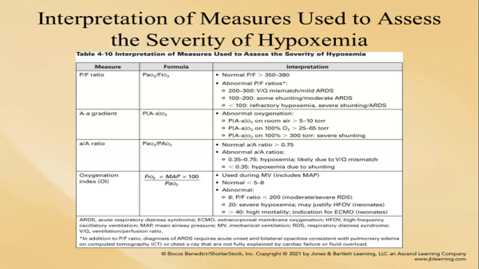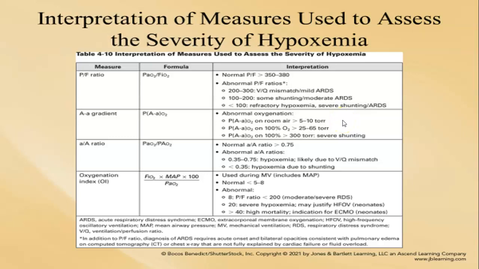Now we also have the AA gradient. So we know that when we give somebody oxygen, we expect it to go into the arterial PO2, but that doesn't always happen. And in fact, it naturally doesn't happen because we have a normal AA gradient of maybe 5 to 10, and then as it goes up to 100%, it could be 65.